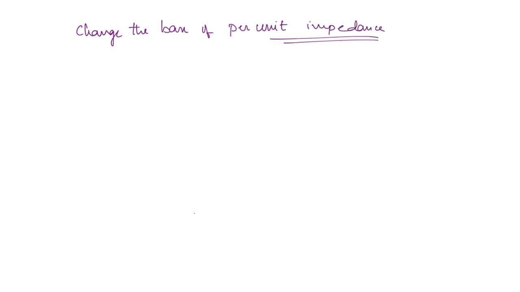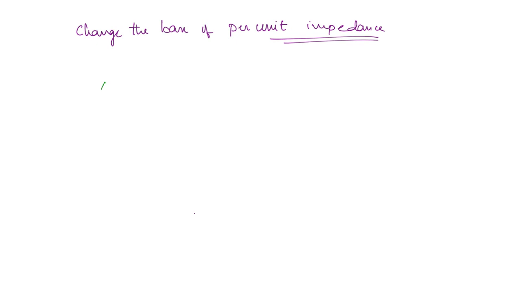Now one small important topic in per unit system is to be able to change the base of the per unit impedance. Okay. So we will see how to do that. Now the actual value will remain the same, right? Whatever base we take, that is only changing the per unit value. The actual value is going to remain the same.